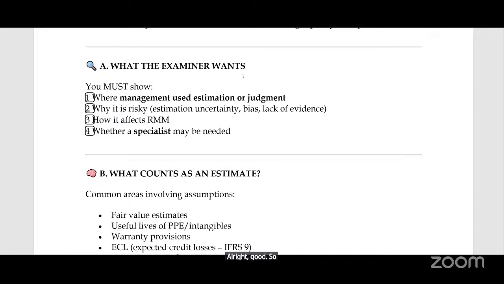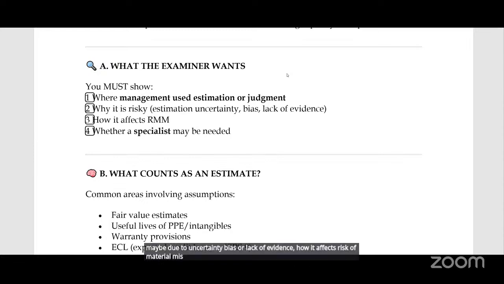So an area that requires estimate and judgment, right? So you tell the examiner where there is an area of judgment or estimate. Why is it risky? Maybe it's due to uncertainty, bias, or lack of evidence, how it affects risk of material misstatement, and whether we need an expert.